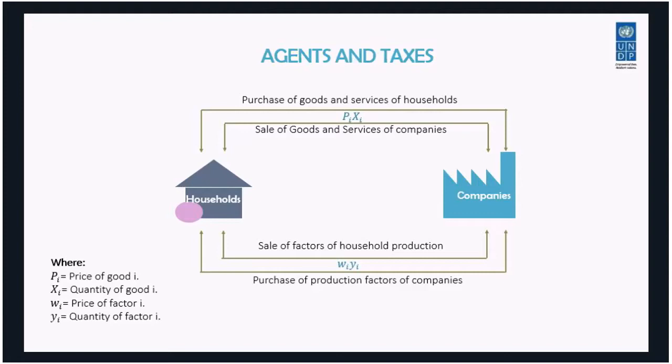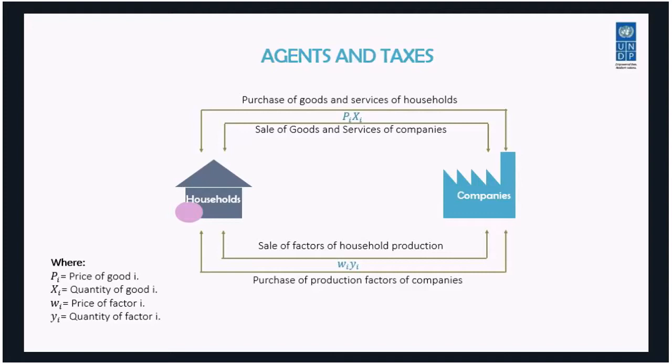Okay, so if you look at the arrows at the top of this scheme, it's just the relationship I just described. Households acquire some goods and services which are produced by companies. But if you look at the arrows in the bottom, it implies the reverse relationship, right? Where households sell their services to companies, which are mainly labor, for instance.